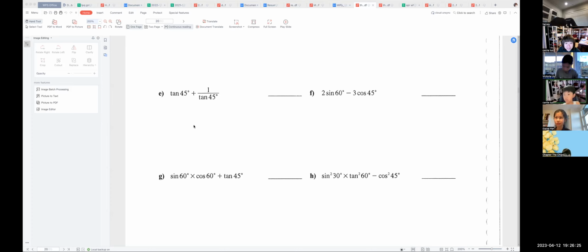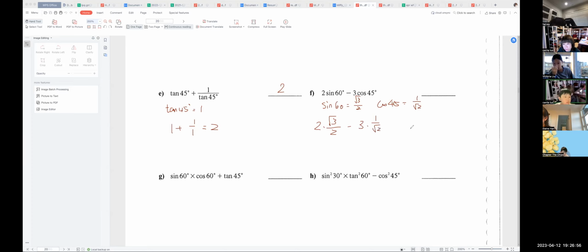Okay, one by one, okay? Kids, remember: tangent 45 degrees equals 1, right? It's 1 plus 1 over 1 equals 2. So the first question is 2. Okay, sine 60 equals square root 3 over 2, and cosine 45 equals 1 over square root 2. So the answer is 2 times square root 3 over 2 minus 3 times 1 over square root 2. So this one equals square root 3 minus 3 over square root 2.